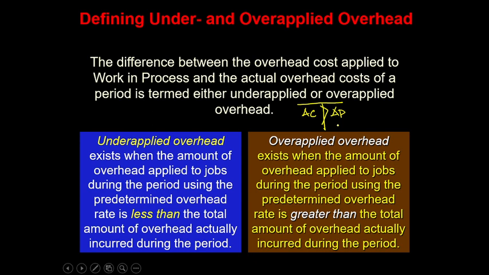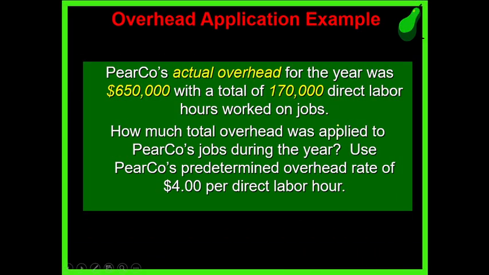So, the difference will now be closed. So, how do we close the difference? Ayan. So, we'll have an example. Because actual overhead for the year was 650 and the total of 170 direct labor hours worked on jobs. Now, take note, this is actual.